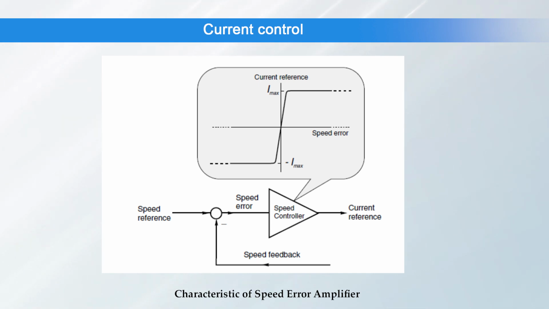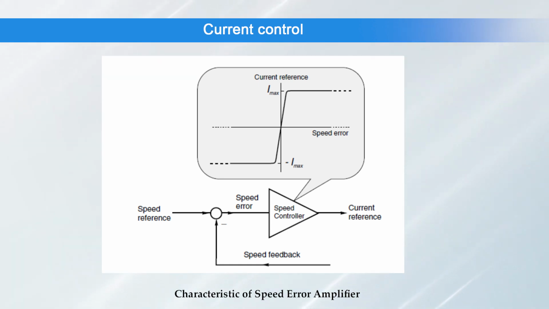The characteristics of the speed controller are shown in the shaded panel, from which we can see that for small errors in the speed, the current reference increases in proportion to the speed, thereby ensuring linear system behavior with a smooth approach to the target speed. However, once the speed error exceeds the limit, the output of the speed error amplifier saturates and there is thus no further increase in the current reference.